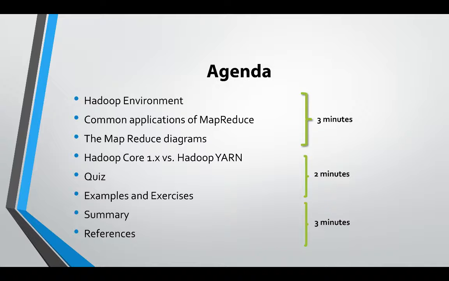And we'll go through a quick list of some common applications of the MapReduce programming paradigm. After that, we'll go in depth into the paradigm of MapReduce in parallel programming. I will make a quick comparison of the early version of Hadoop and Hadoop Yarn, that is a new version also called MapReduce 2.0. And we'll conclude our discussion with a quiz, examples, and exercise.